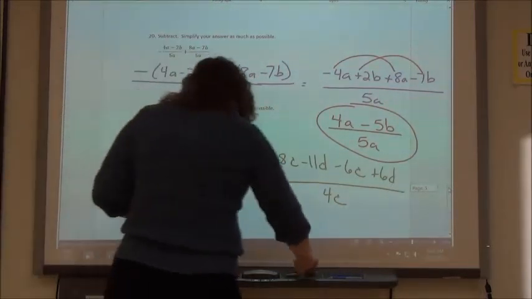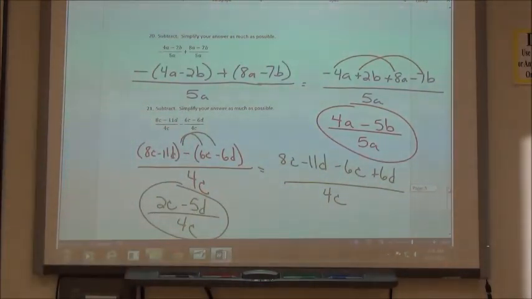Now, if I would happen to end up with something like 8x plus 12y over 4x, there would be something I could simplify, right? All of these are divisible by 4. I'm not going to do anything with the variables because the variables aren't all the same, but I could reduce all my numbers by 4. So this would be 2, this would be 3, and that would just cancel out. And so I get 2x plus 3y over x when I simplified it. But that's the only way you can simplify it, is if all three of them are divisible by the same thing. All right.